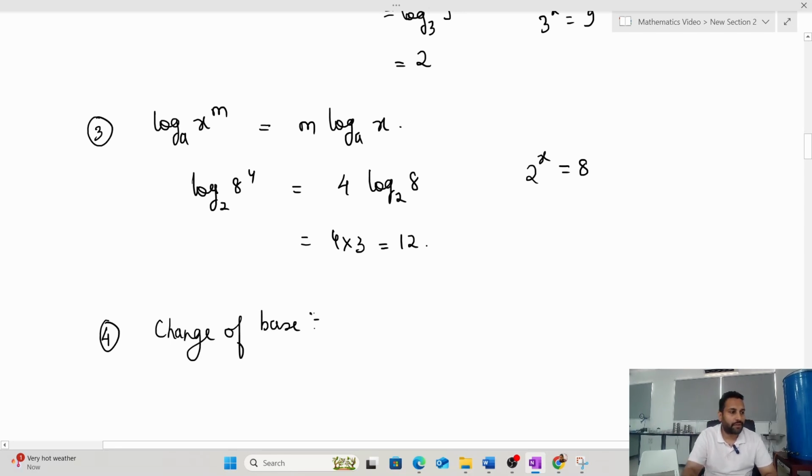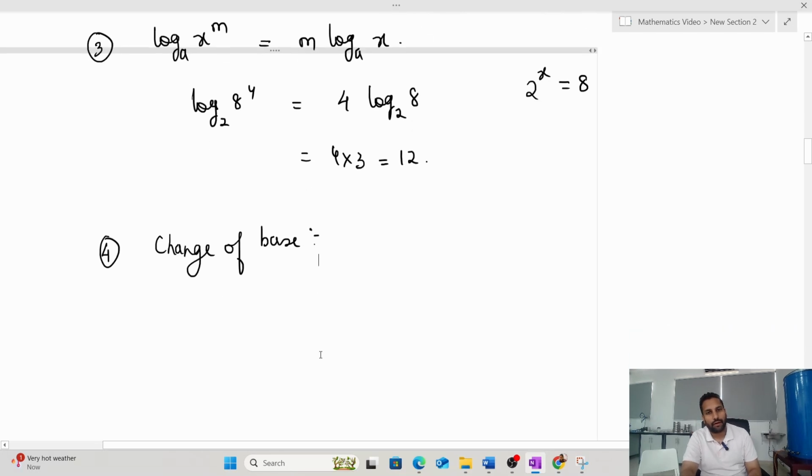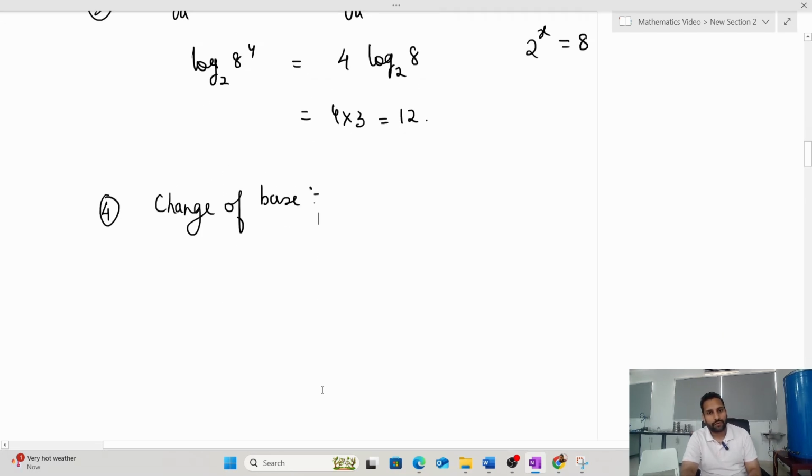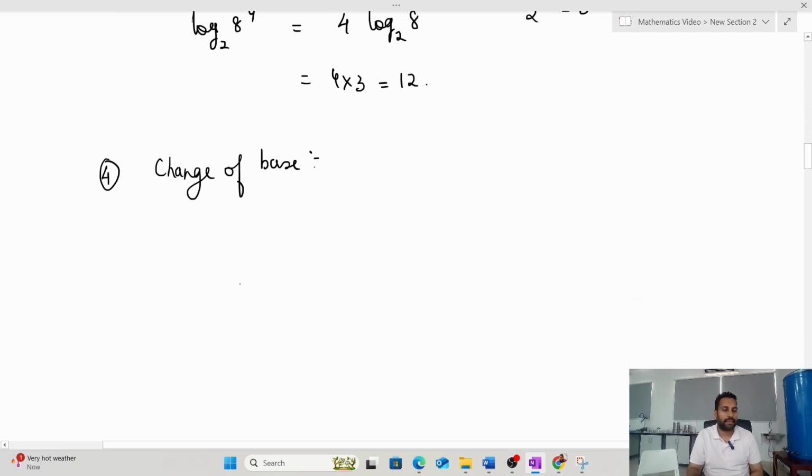Sometimes this law would be really beneficial. Most of the time they might not ask this in IB, but in A levels they will ask. So what is this change of base? Log a b can be written as log c b over log c a.